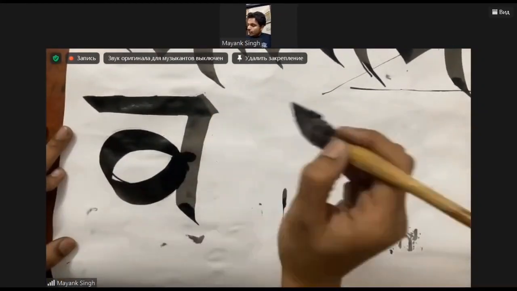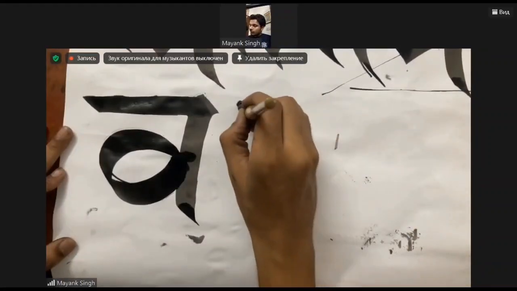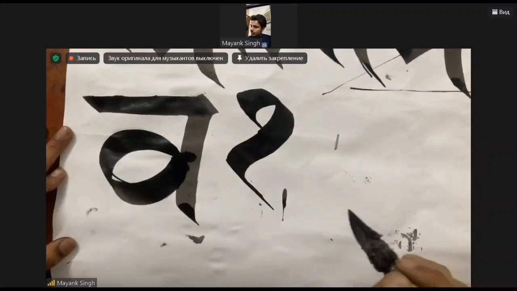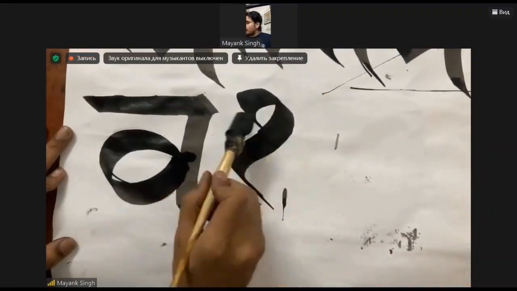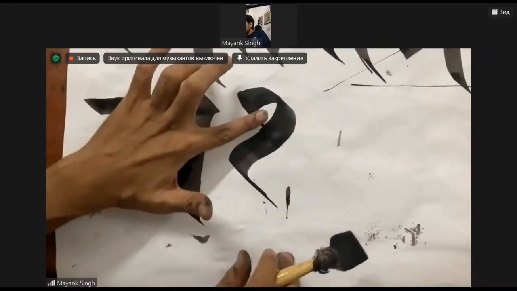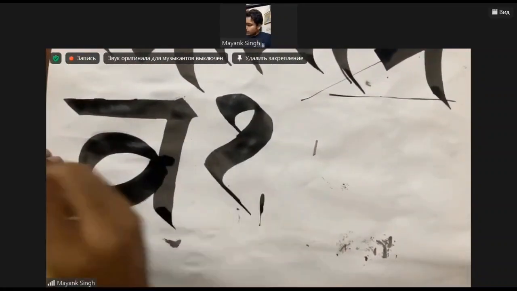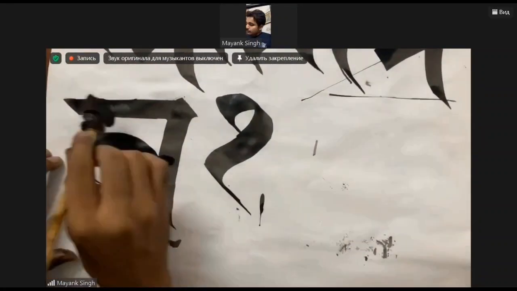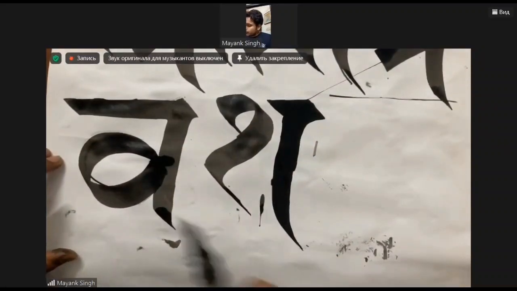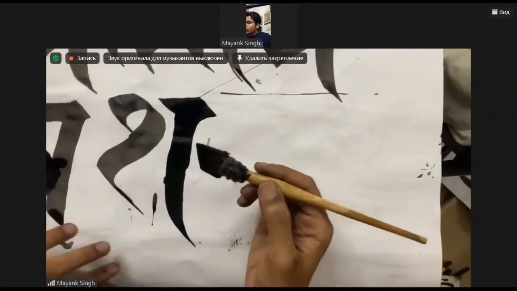Sha. Sha is similar to Tha. We all remember Tha. So this is the first stroke of Sha. It's almost like Ra. If you can see, if I hide this much, then this is Ra. And then we go with the same stroke, but slightly smaller. Sha.